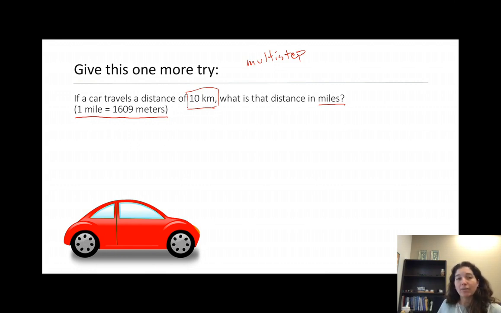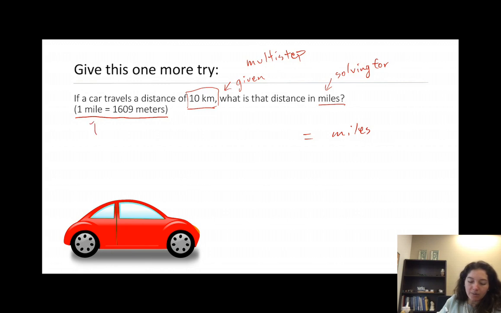Let's take a look at how to solve this problem. So first we need to know what we're solving for. So what is the distance in miles? So we're solving for this. So whatever we do, our answer is going to be in miles. We're given this value, 10 kilometers. We're also given this information. So we need to make sure that whatever we do, we end up with miles as our answer here.